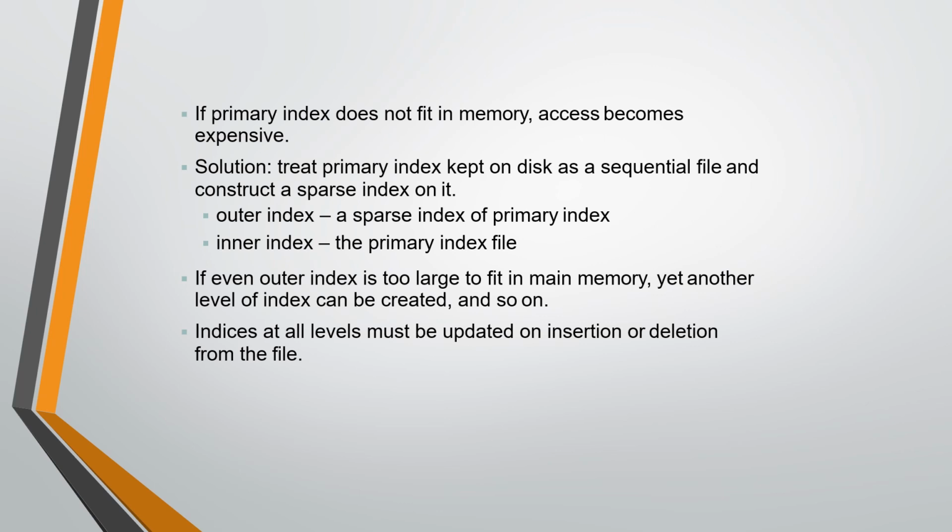If the primary index does not fit in the memory, accesses become expensive. The solution is to treat the primary index kept on disk as a sequential file and construct a sparse index on it. That is, the outer index is a sparse index of the primary index, and the inner index is the primary index file. If even the outer index is too large to fit in the main memory, yet another level of index can be created, and so on. Indices at all levels must be updated on insertion or deletion from the file.